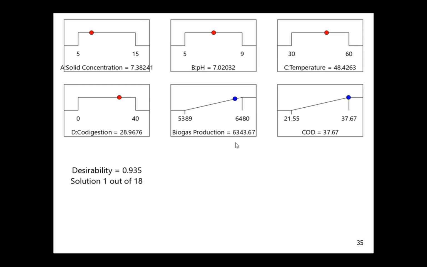The predicted biogas production is 6343.67 and the predicted COD is 37.67. Here you can see the graph is inclined from lower to higher. So that is the steepest ascent, because I am going to move towards the optimal condition for a maximization condition. So that is the steepest ascent. Similarly for COD also a steepest ascent is visible.